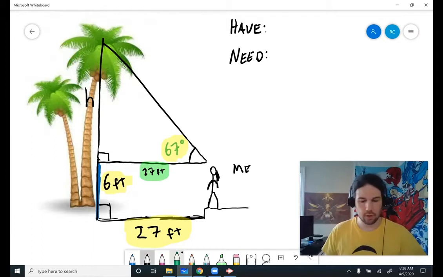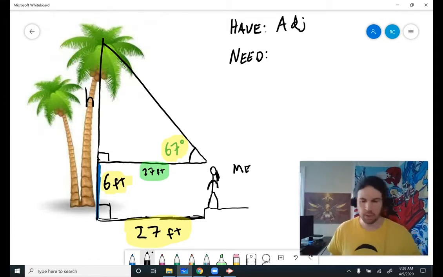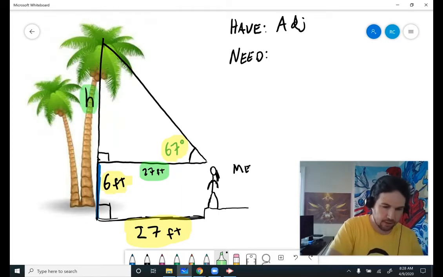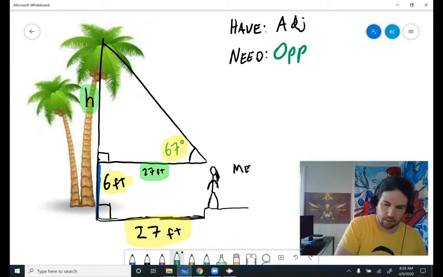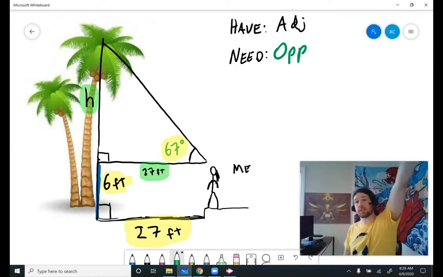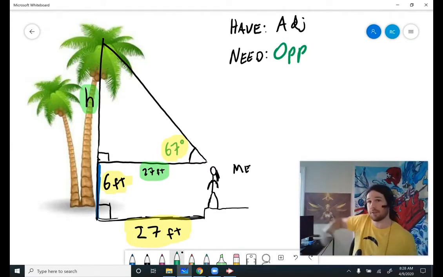Okay, so I have the adjacent leg, which I just use ADJ to abbreviate. I'm looking for this height right here, which is the opposite leg. And I'm not particularly interested in the hypotenuse. The hypotenuse would be like if I wanted to attach a rope from the ground to the top of the tree, for some reason, then I would need to know the hypotenuse to find the length of that rope.